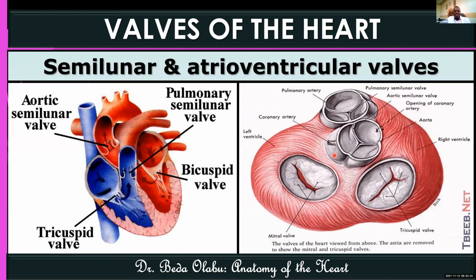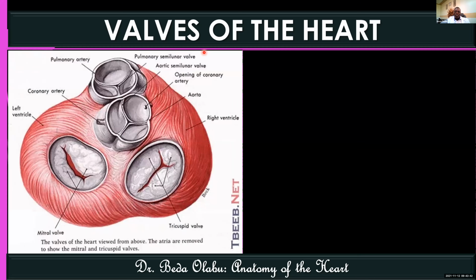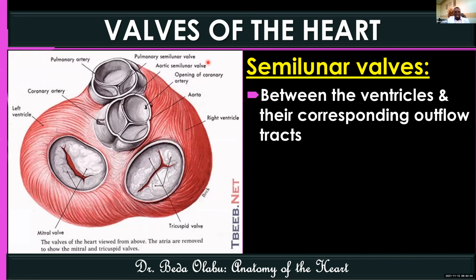Now we can talk about the valves of the heart. There are 2 types of valves in the heart: semilunar valves and atrioventricular valves. We can begin with the semilunar valves. Semilunar valves are the valves found between the ventricles and their corresponding outflow tracts.